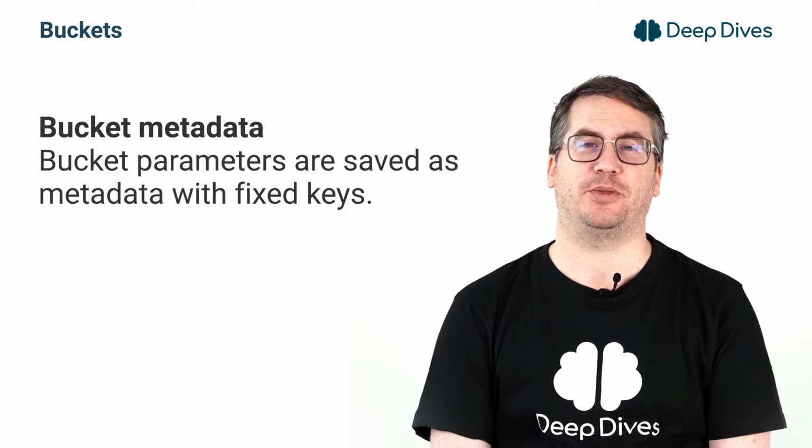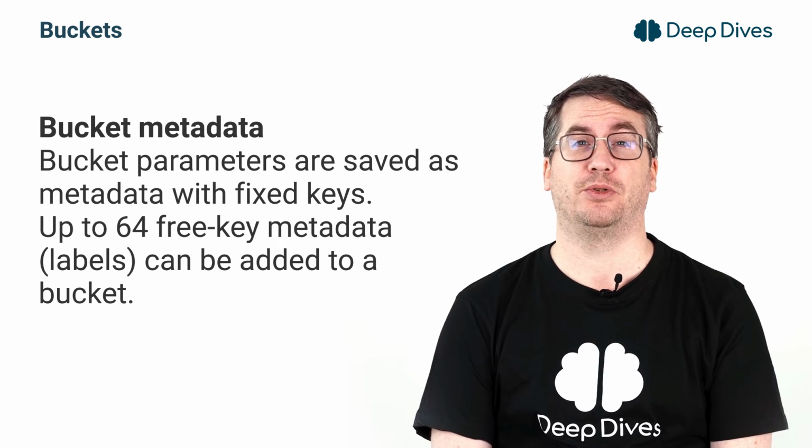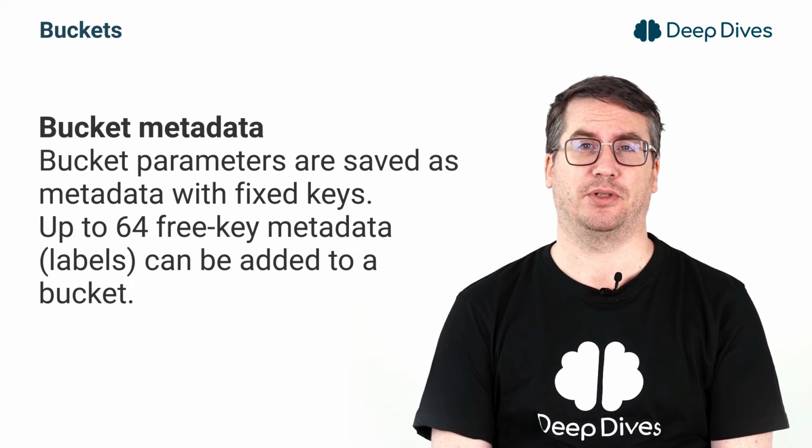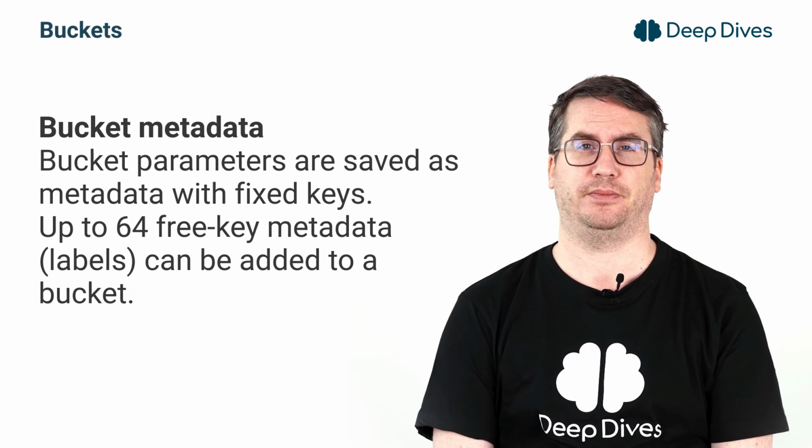These parameters are stored in a bucket as metadata using fixed keys. We can also use free keys to add our own metadata to a bucket with up to 64 items. And these are called labels in cloud storage.